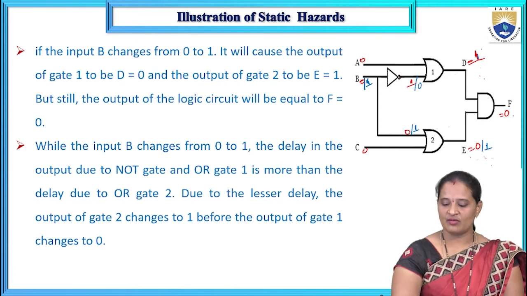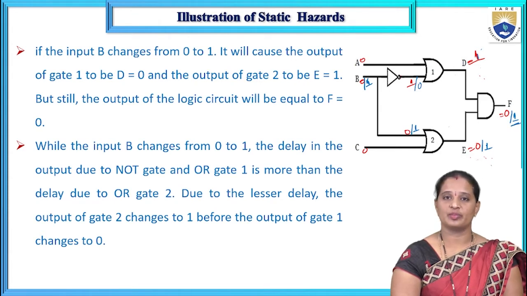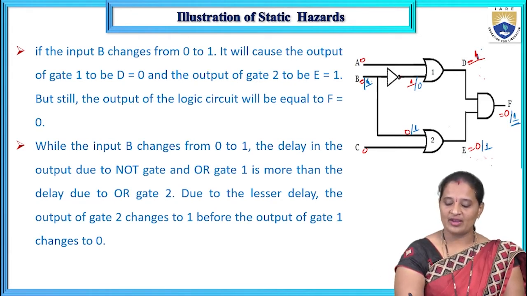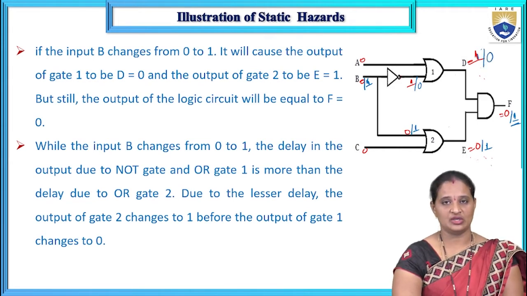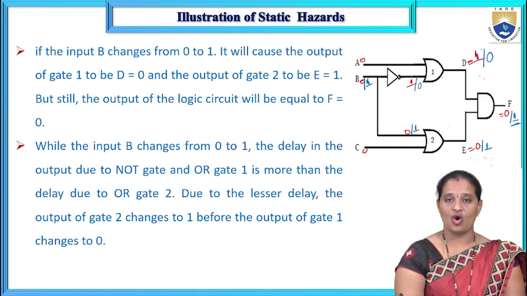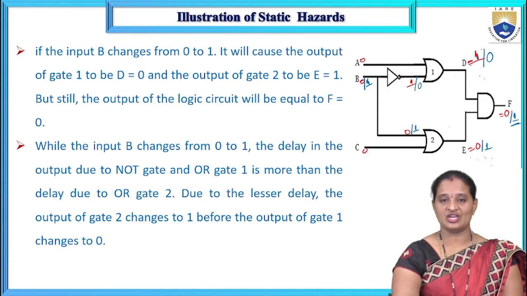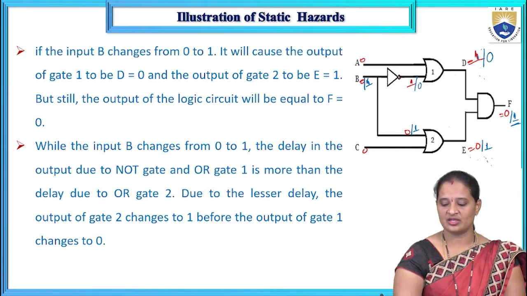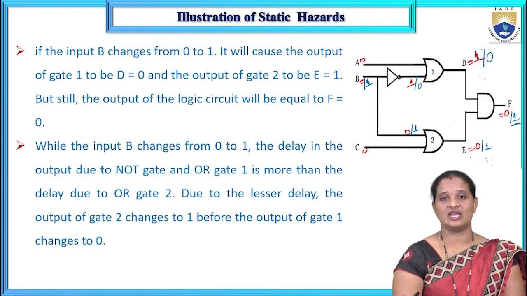As both are 1s, for some time the output will become 1. Actually when B changes from 0 to 1, the output of the OR gate also should change to 0. But due to the delay of OR gate 1, which is greater than the delay of OR gate 2, before D changes to 0, E changes to 1, so momentarily the output becomes 1. So as both are 1s here, the output becomes 1, but it should stay at 0.